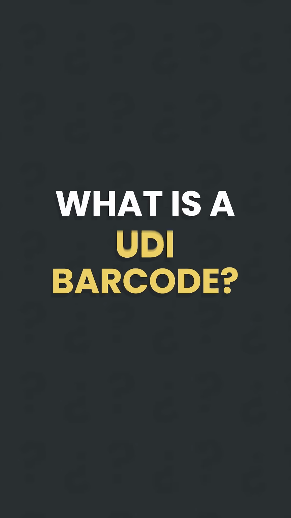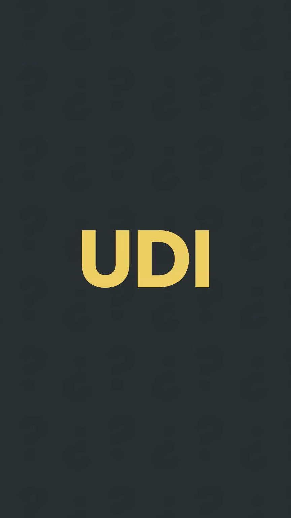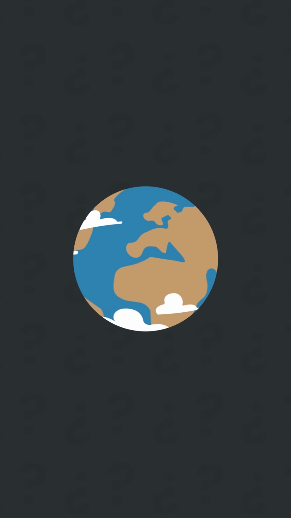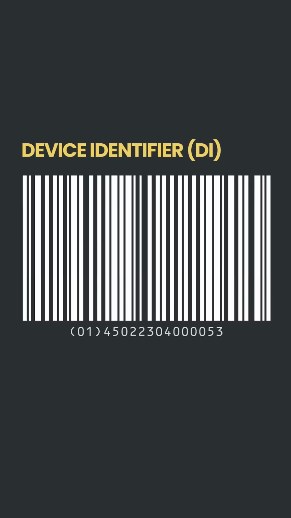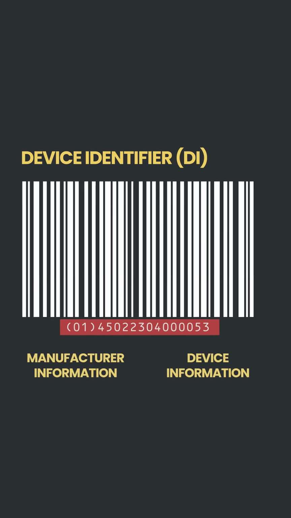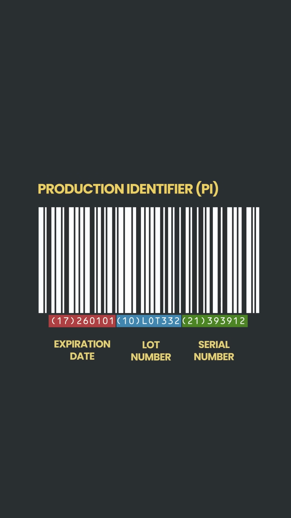What is a UDI barcode? A unique device identifier, or UDI, is the standard for identifying medical devices around the world. UDI barcodes are made up of a device identifier containing the manufacturer and device information, and a production identifier, which holds information like the expiry date, lot number, and serial number.